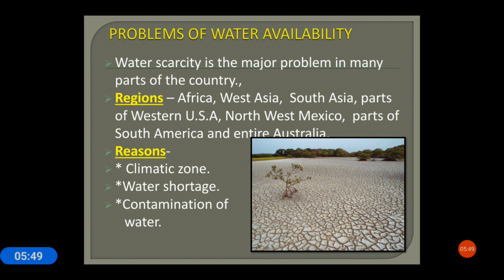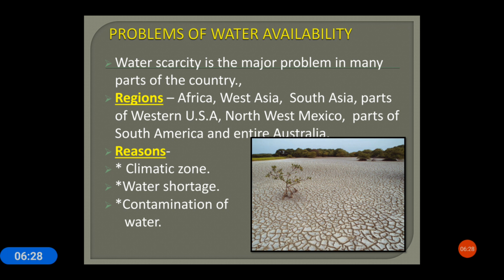Now, we also have a few problems regarding the availability of water. Water scarcity is the major problem in many parts of the country. Students, even we face this problem during summer seasons, during floods. Yes, a few regions that face this problem are Africa, West Asia, South Asia, parts of Western USA, Northwest Mexico, parts of South America, and entire Australia. And what is the reason behind this? Why are these regions facing scarcity of water?